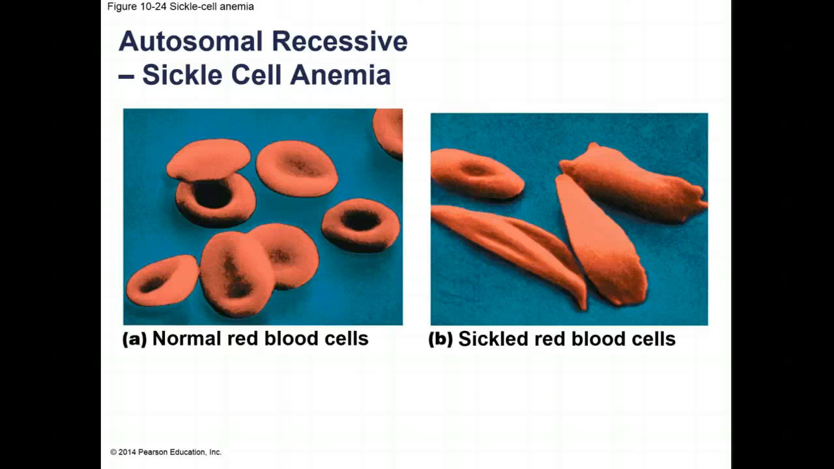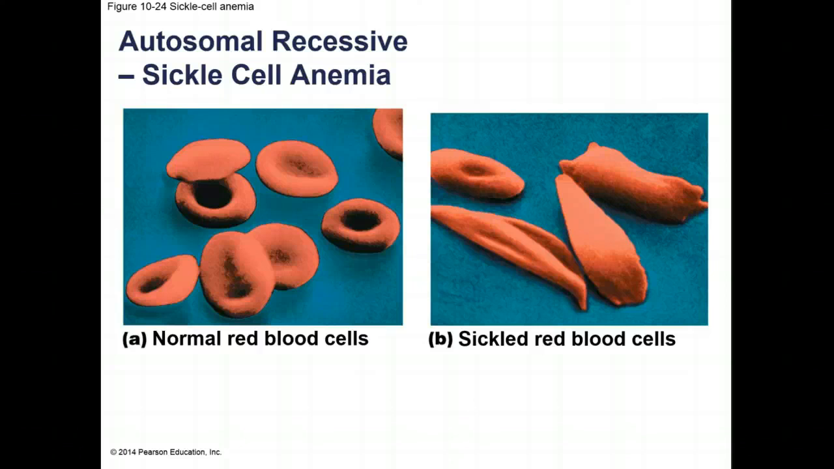Because only people who are homozygous for the sickle cell allele usually show symptoms, sickle cell anemia is considered a recessive disorder. About 5 to 25% of sub-Saharan Africans and 8% of African Americans are heterozygous for the sickle cell allele. But the allele is very rare in Caucasians.